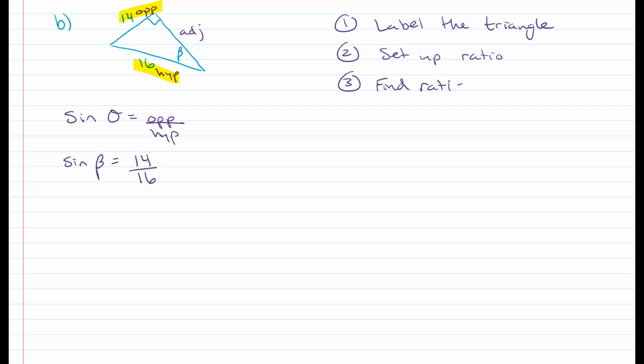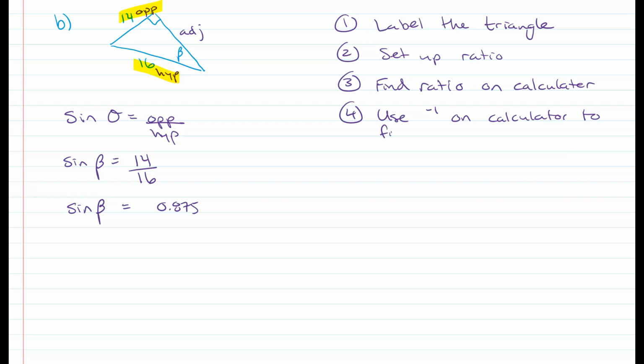So I'm going to find that ratio as a decimal on my calculator. I'm going to write it down to 4 decimal places. So sine beta equals 0.875, and that's it, it ends there. Then I'm going to use that inverse function, that -1 or that shift sign on my calculator to find the unknown angle. So I'm going to hit second function or shift, then sine to get to that -1. That will leave me with beta equals 61.0 degrees.